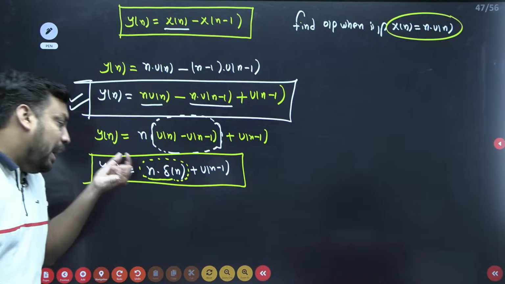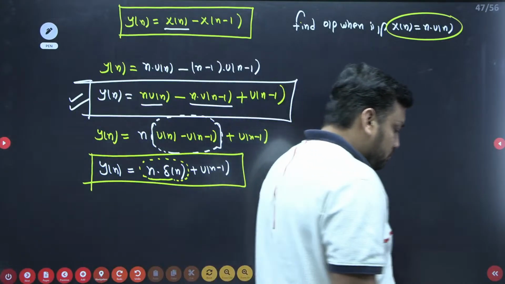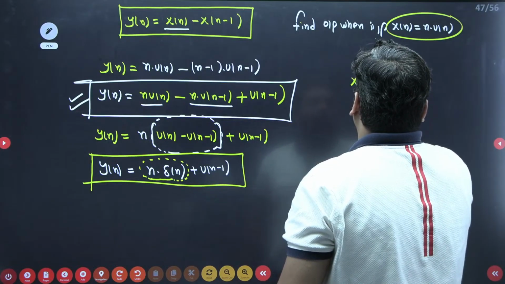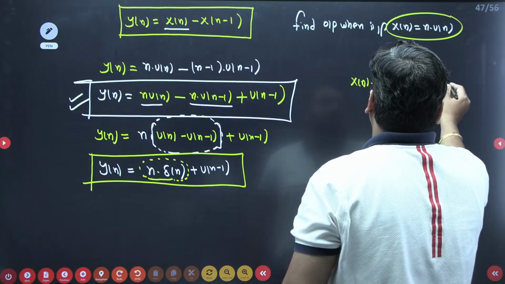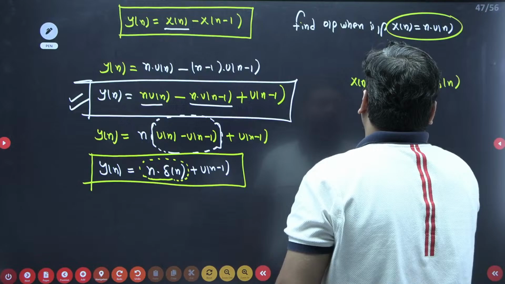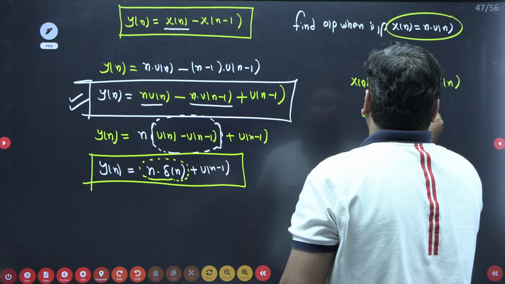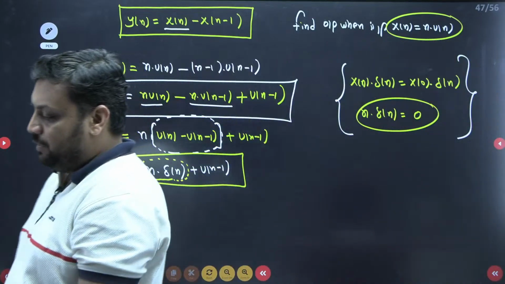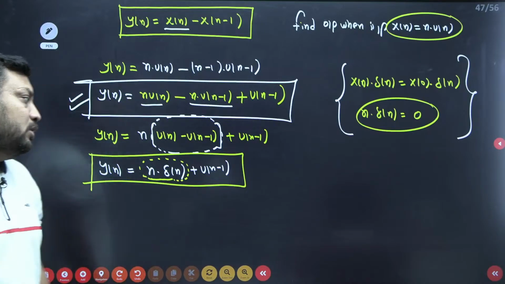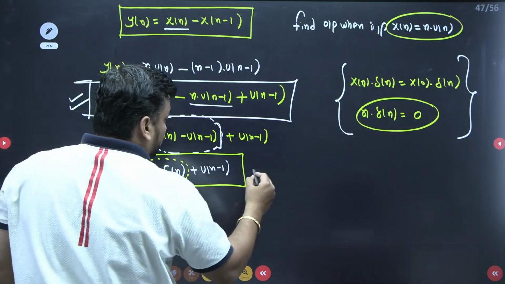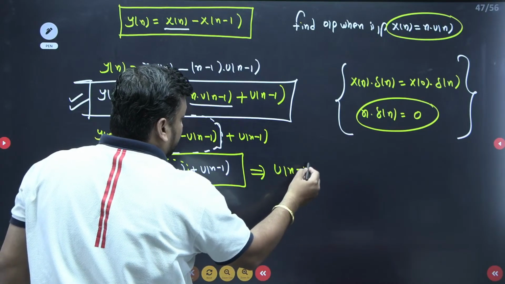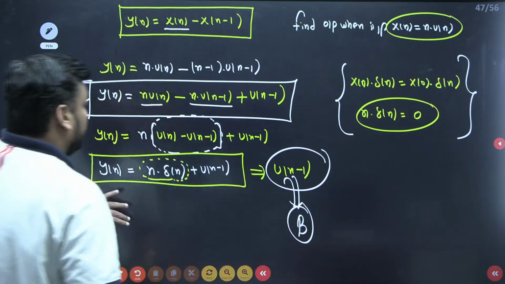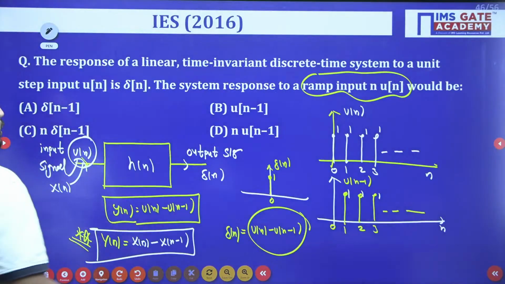Yeah. Why is n del n always 0? Bolo. Because we know that x of n into del of n property is nothing but x of 0 into del n. So that is why n del n is nothing but 0 into del n, so the answer is always 0. Yeah. We know the impulse signal properties, guys. Impulse signal properties are very important in the continuous time domain. So the final answer is nothing but only u of n minus 1. And u of n minus 1 is exactly mentioned in option number B. Correct answer is B for Bombay only.